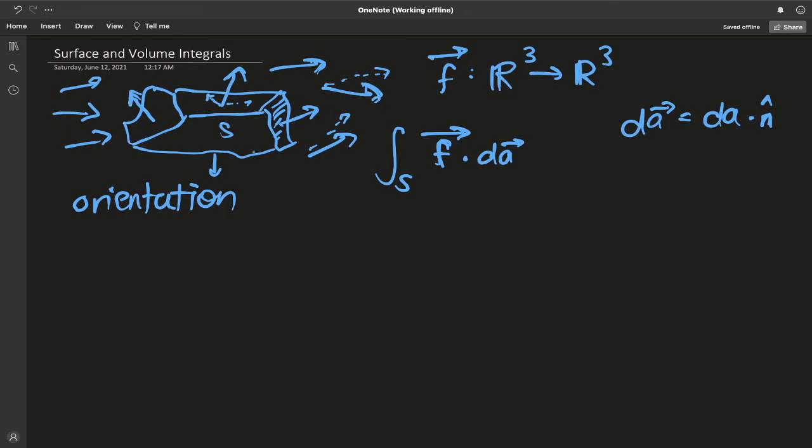Now again, the orientation is important, because if two faces are exactly equal, like say if you have a cube, well, two opposite faces, say like this face and that face, will have exactly equal and opposite area vectors. So you actually care about the sign here.